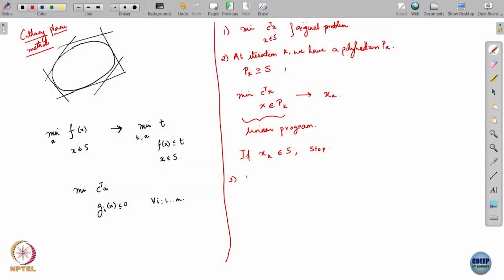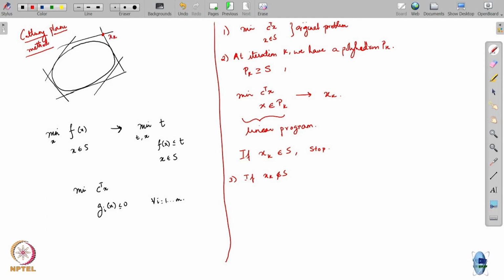But if x_k is not feasible for the original problem, then what do we do? Well, if x_k is not feasible for the original problem, then you are in this situation where you have found, say, a point like this. Suppose this is your original feasible region here, and you have constructed an approximation of it using hyperplanes and got to P_k, and you have now found an optimal solution, say, at this corner point here, and this is suppose your x_k at this stage.